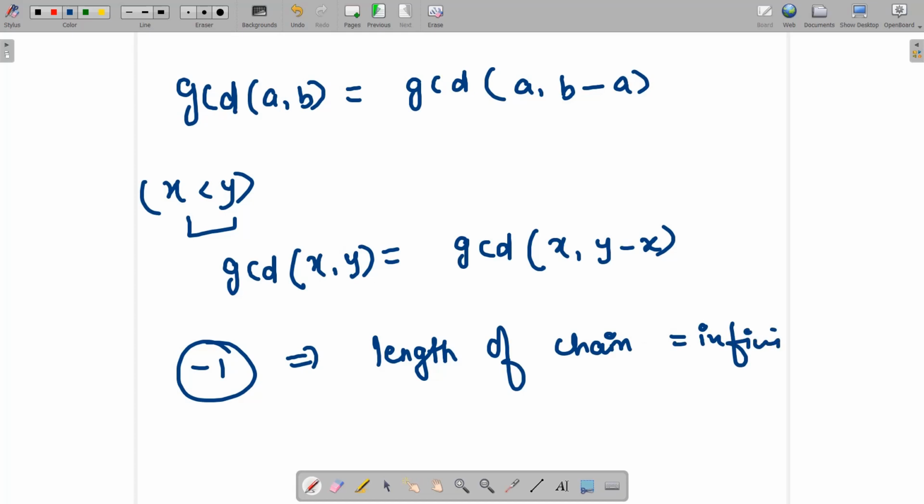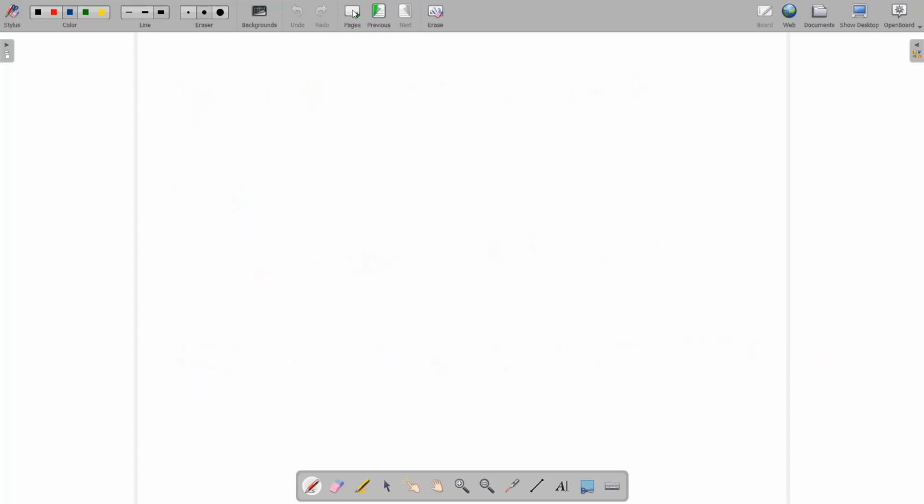If the length of the chain is going to be infinite for a particular test case where you would be given some pair, then you would be printing minus 1 as your answer. Now, how is the length of the chain going to be minus 1? Let's try to find out that test case, then we would be solving the other part.